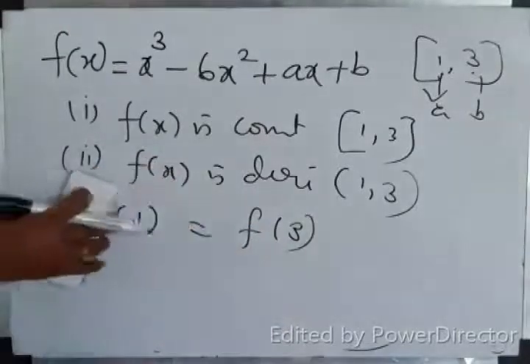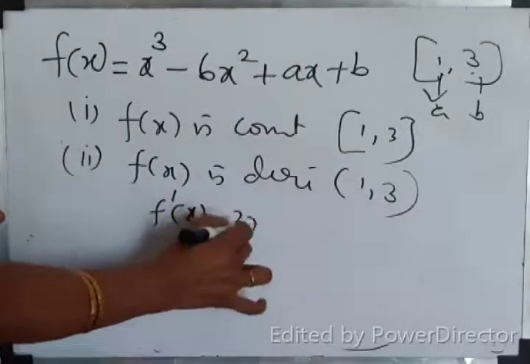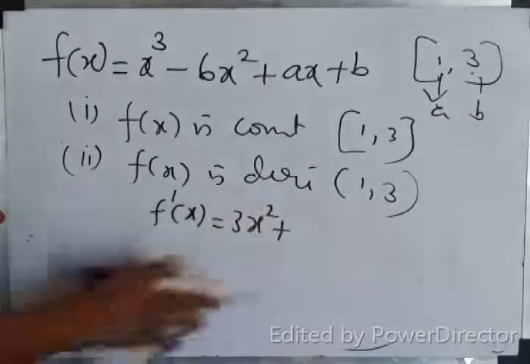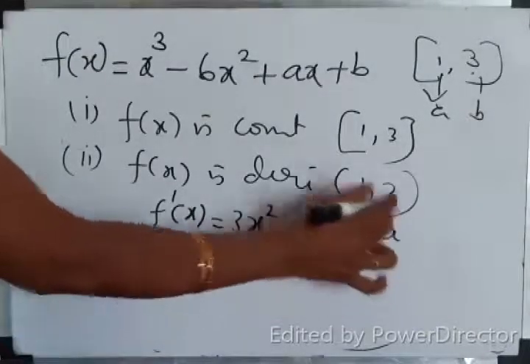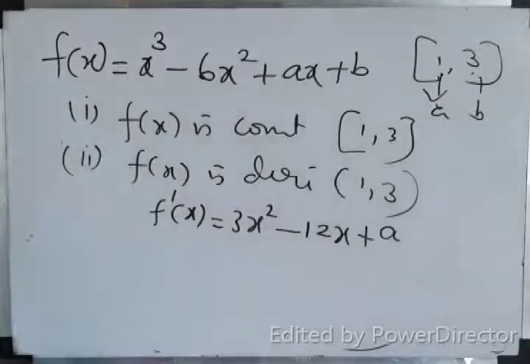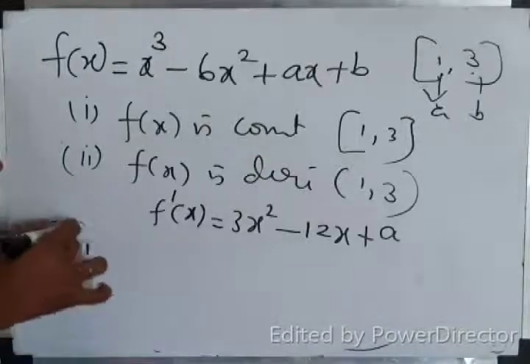Derivable, please do the derivation first. f dash of x equal to 3x square minus 12x plus a. Yes? 3x square minus 12x plus a. Okay. My third point is, what is my third point?